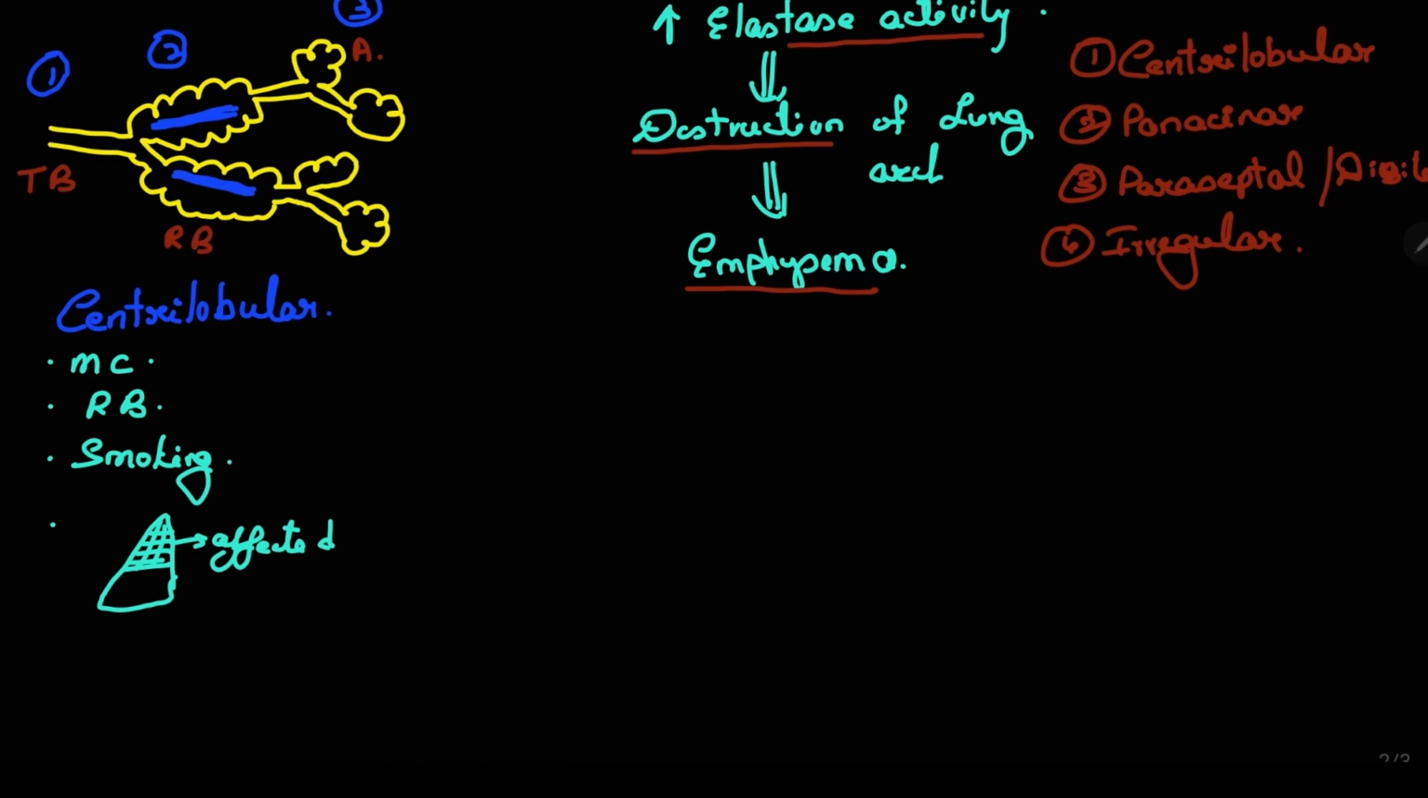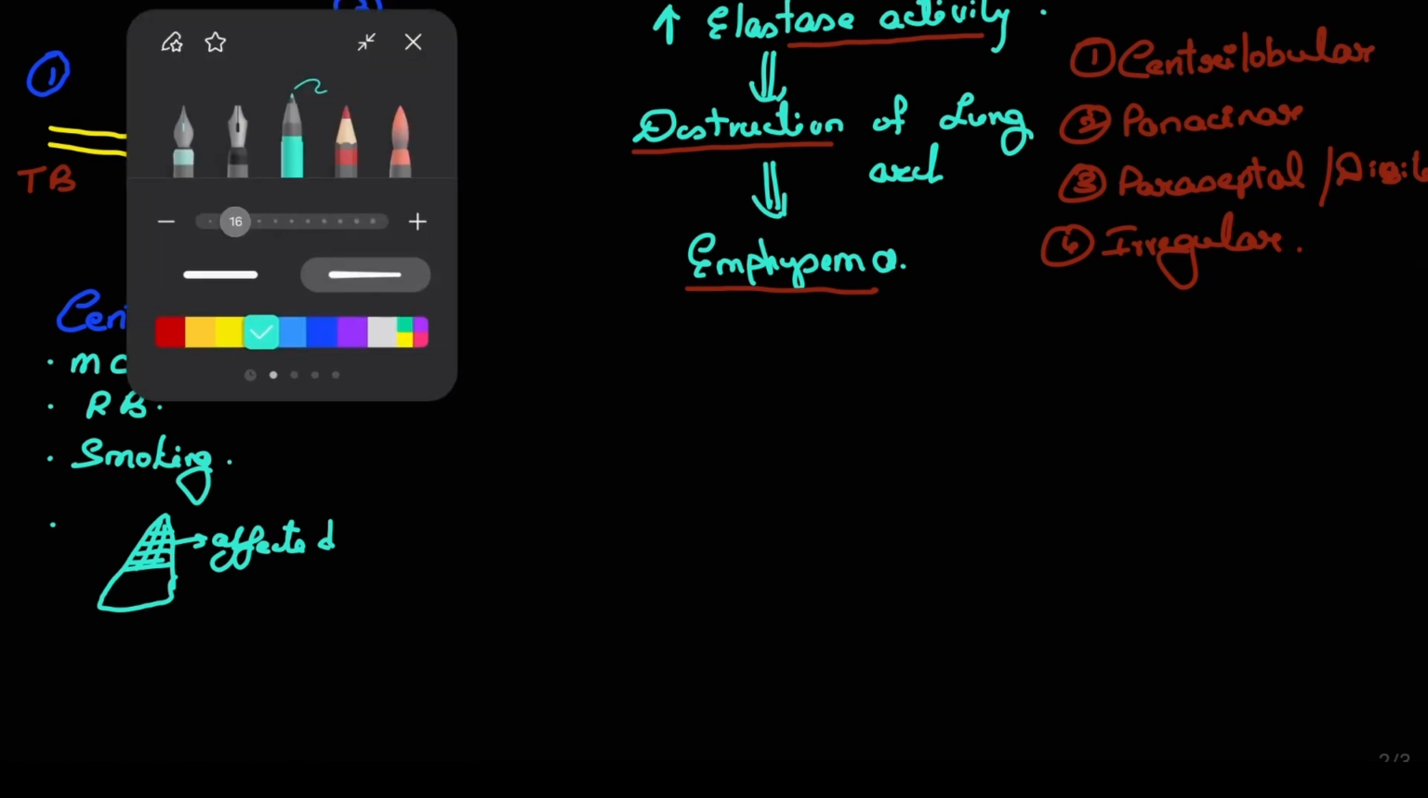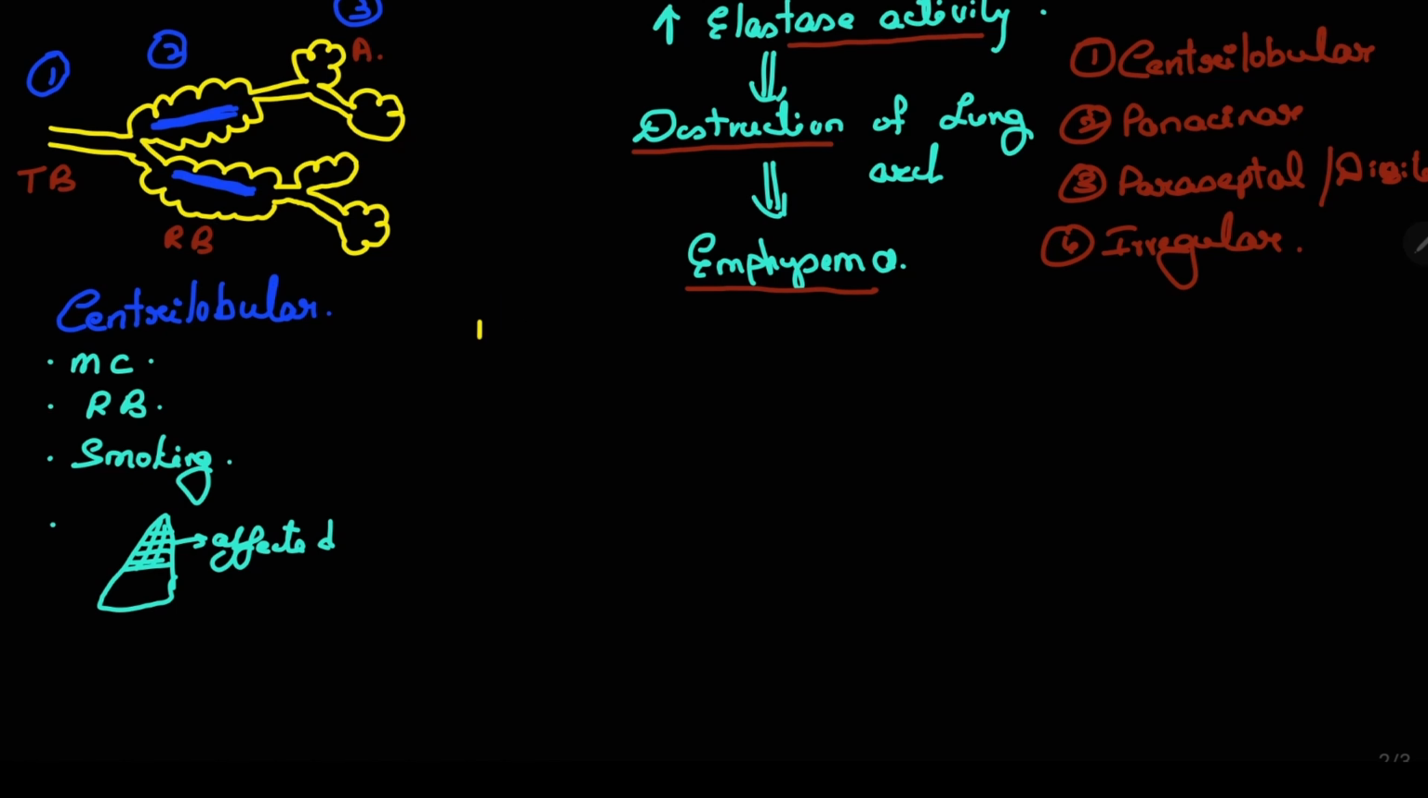Okay. And the second one is, let me change the color. Second one is pan-acinar. Pan-acinar means all the layers are getting affected. So what parts are getting affected? The respiratory bronchi are getting affected, and alveolar sacs and alveolar ducts all are getting affected. Okay. And now entire acini is getting affected.